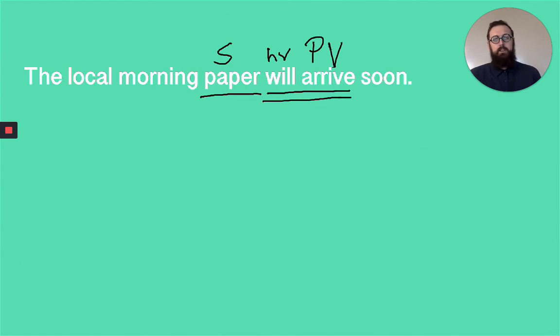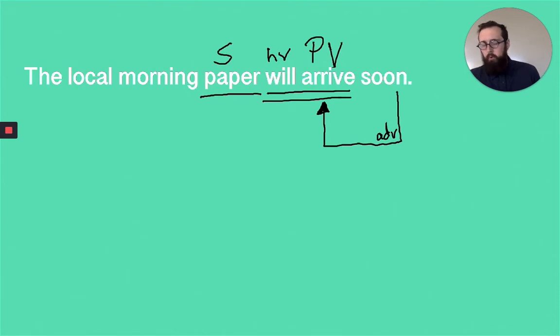Now that I have my subject and my predicate, I can go through and do my modifiers. Remember, I start at the end of my sentence and work towards the beginning. So soon tells me when they will arrive. When the papers will arrive. So I'm going to put ADV as an adverb. Just because we're introducing adjectives does not mean we're going to stop using adverbs. So be on the lookout for those adverbs.